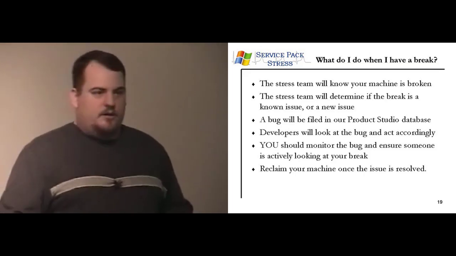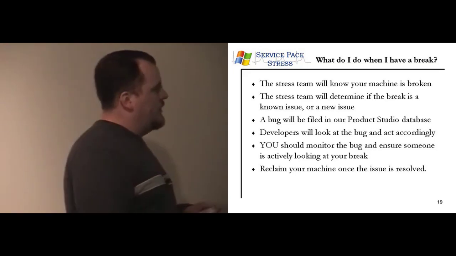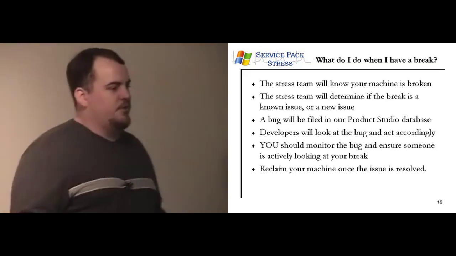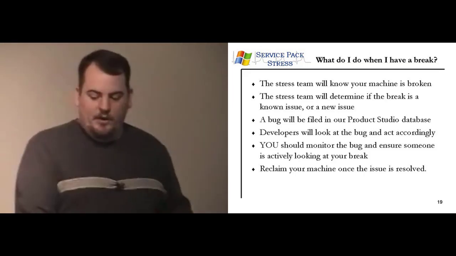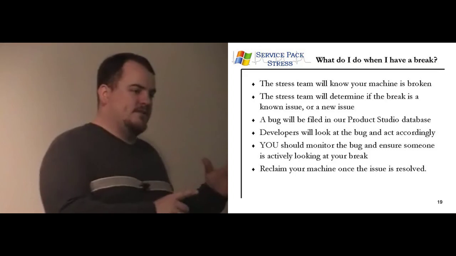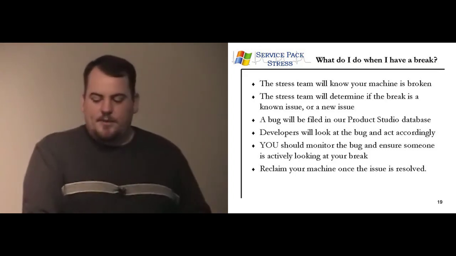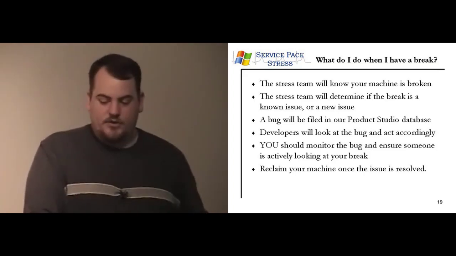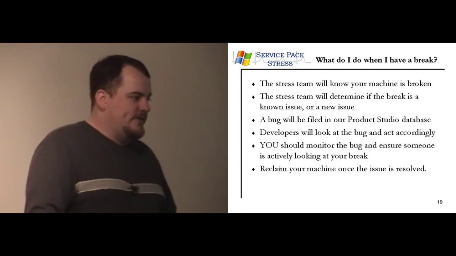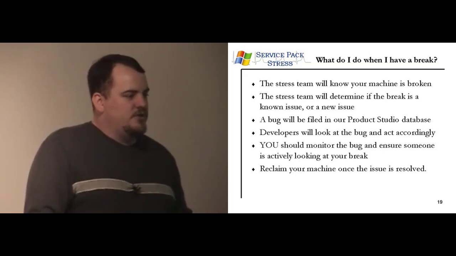So here's another one, based on the feedback of the last presentation: what do you as testers do when you have a break? The process is that we, as the stress team, will know when your machine is broken because of that stress manager application with all the different colors that syncs up with your machine. We're going to determine if it's a break, and if it's a known issue or a new issue. We're going to connect to your debugger and load the symbols. We'll debug a little bit, and if we've been doing it long enough, we can see which are known issues and which aren't.